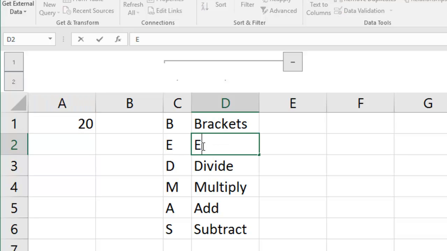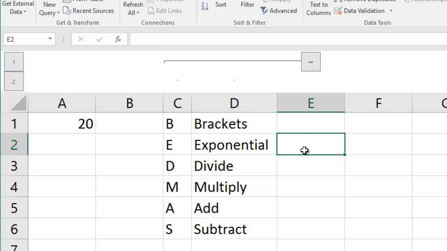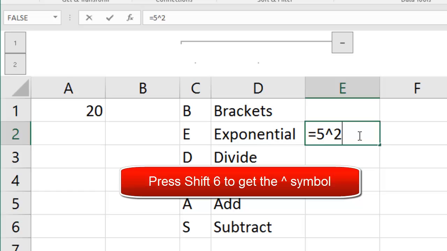The E, let me just write it, simply means powers. So for example, 4 squared, 4 times 4 is 16. 5 squared, 5 times 5 is 25. 5 cubed, 5 times 5 times 5 is 125. To write these things in Excel, there are two ways to do it. One is to say equals 5 to the power of 2. The little symbol there is shift and 6. The way that reads is equals 5 to the power of 2, or 5 squared.